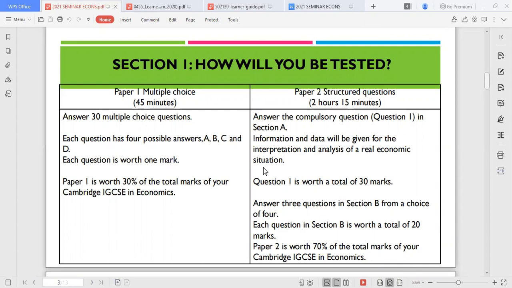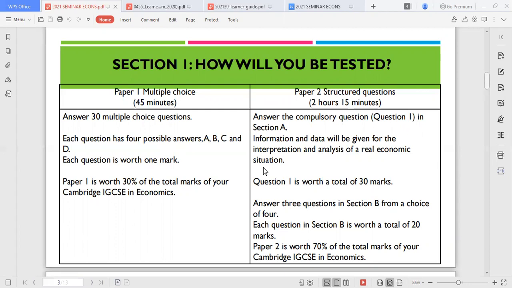Whereas paper 2 is structured questions, 2 hours and 15 minutes. In paper 2, we have 2 parts, section A and section B. Section A is your data response. You need to answer all the questions in section A. Question 1 is worth 30 marks, so section A is worth 30 marks.